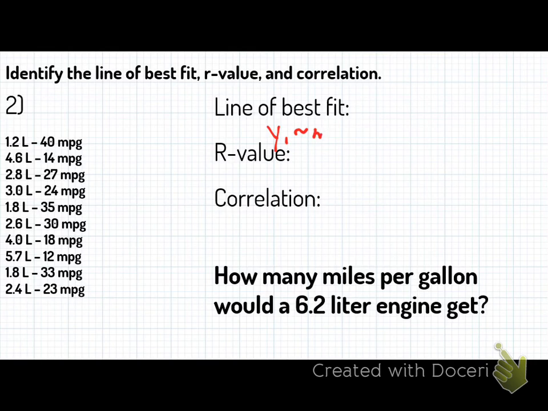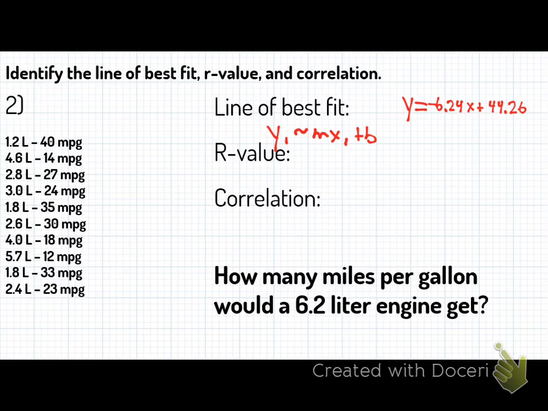y1 tilde mx1 plus b. So what's the equation? Y equals to what? What's our m on this example? What did m turn out to be? Look at the little box of information that popped up. Negative 6.2434. Okay, let's put negative 6.24 x plus b, what's our b? 44.26. Awesome.